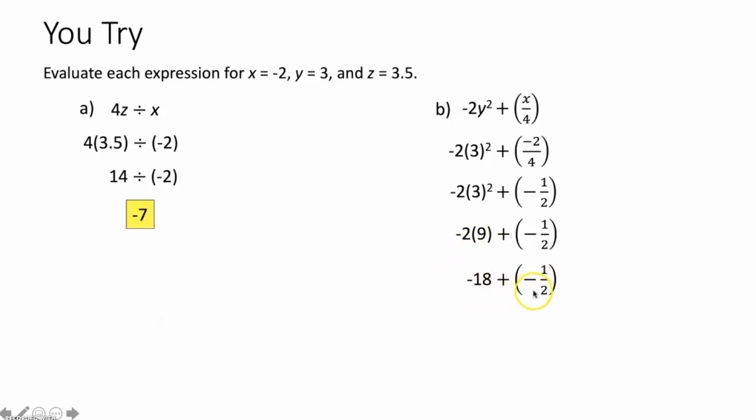That seems super complicated. Well, if we write it as a mixed number, it's actually not that complicated. -18 plus -1/2: since they have the same sign, we just add together the absolute value of the two numbers and keep the same sign. So 18 plus 1/2 is just 18.5. And since both of these numbers are negative, we keep the same sign. So our answer is going to be -18.5.